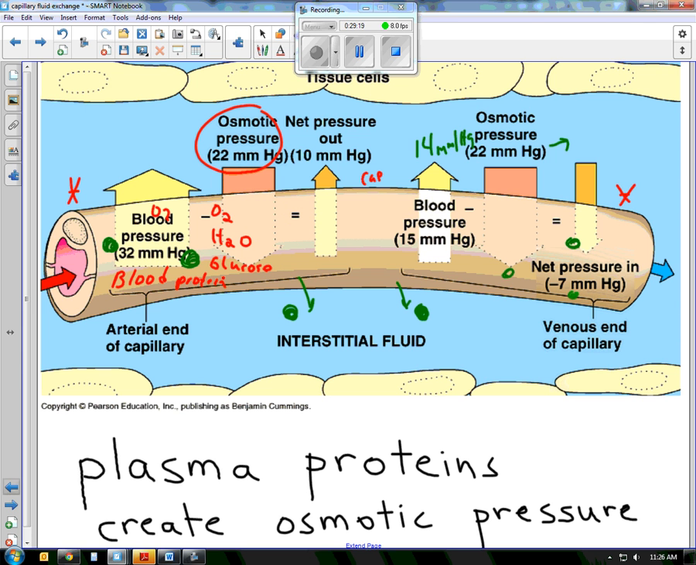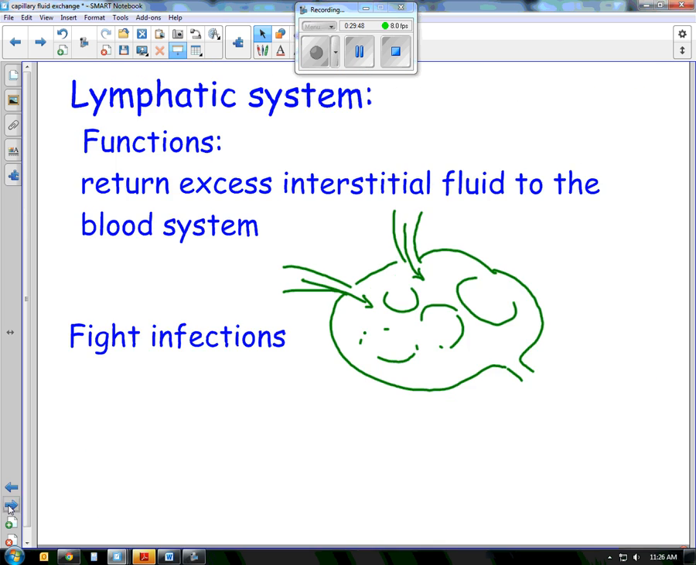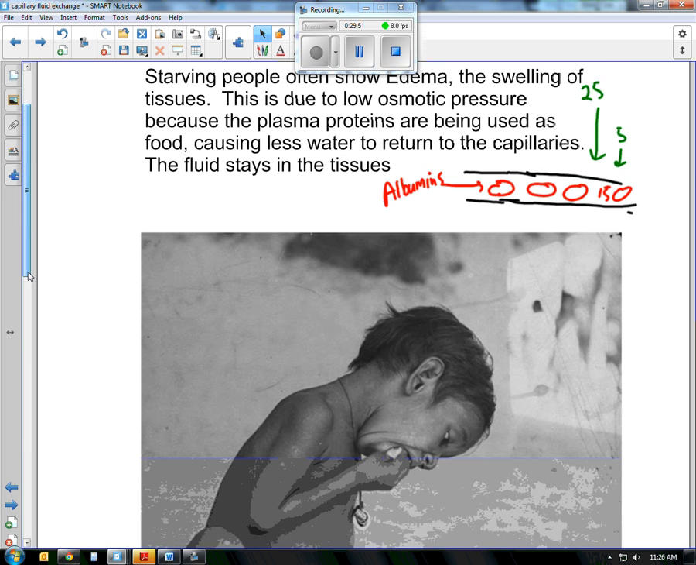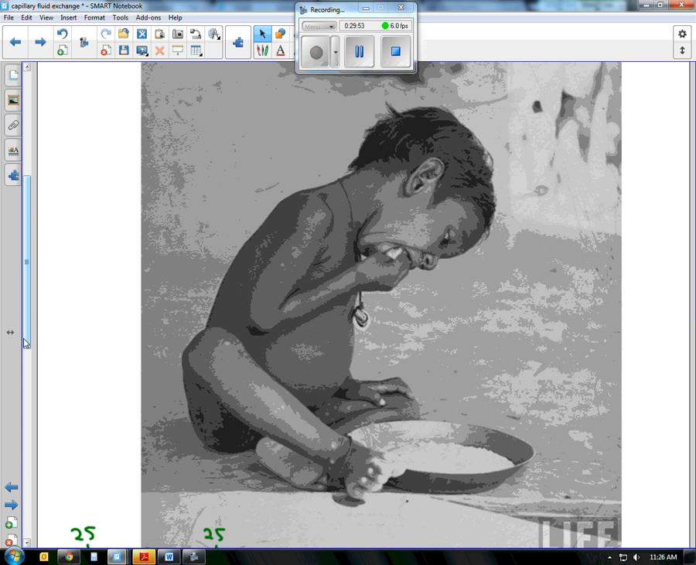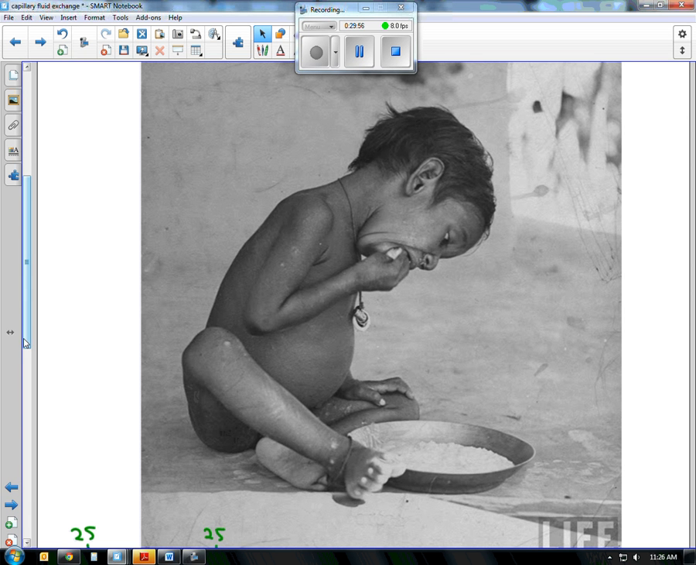And what's going to happen? Well, because they've actually metabolized these proteins and used them for food, this has decreased the osmotic pressure. So now what's not getting back in? Water is not able to get back in. So where's the water staying? Around the tissues in the body. And so this starving child looks bloated because the fluid around the organs hasn't returned to the blood.